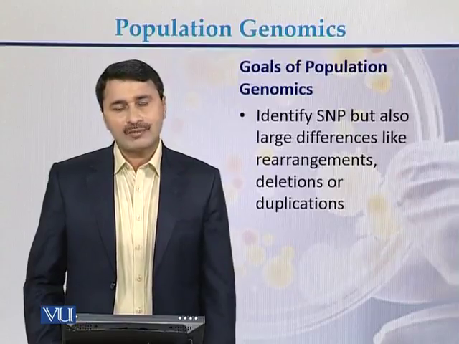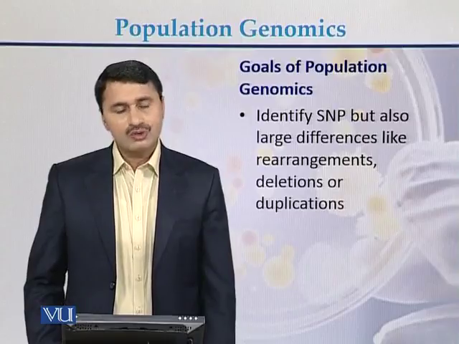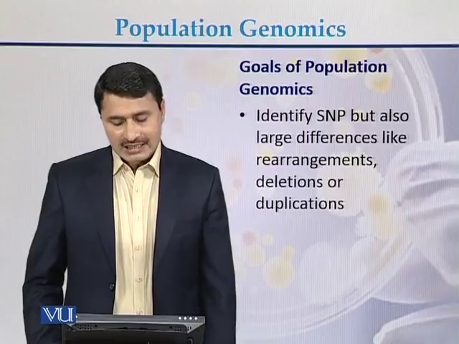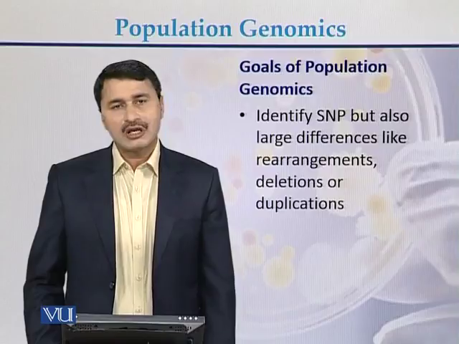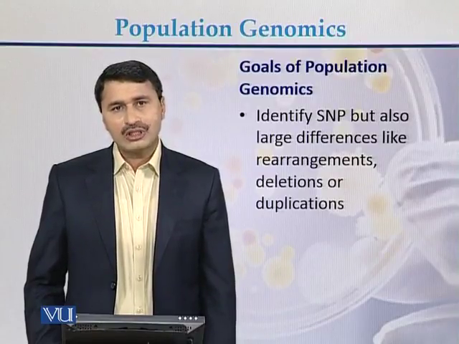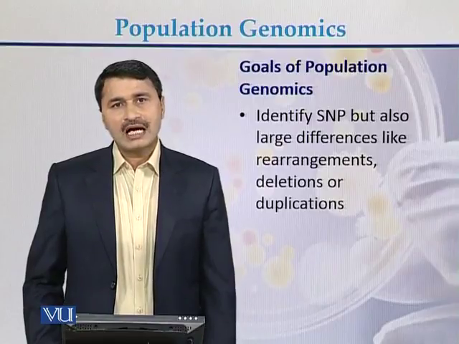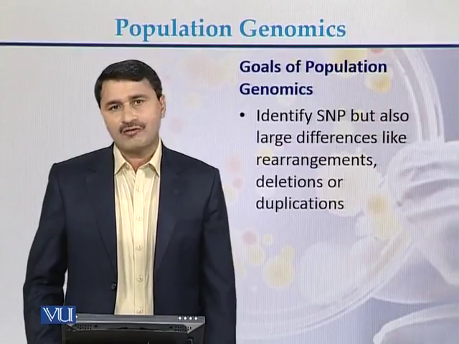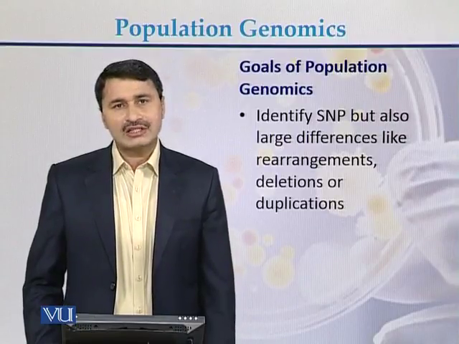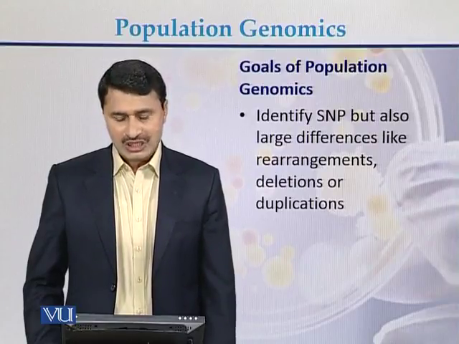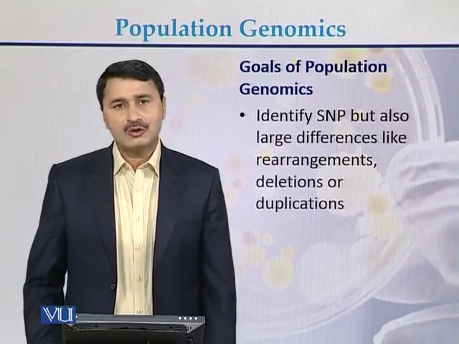One of the goals of population genomics is also to identify variants not only at the SNP level but at a large level, like rearrangements, deletions, and duplications. Population genomics helps us not only to identify genetic variants at a single point, but we can also study chromosomal rearrangements, chromosomal deletions as well as duplications.